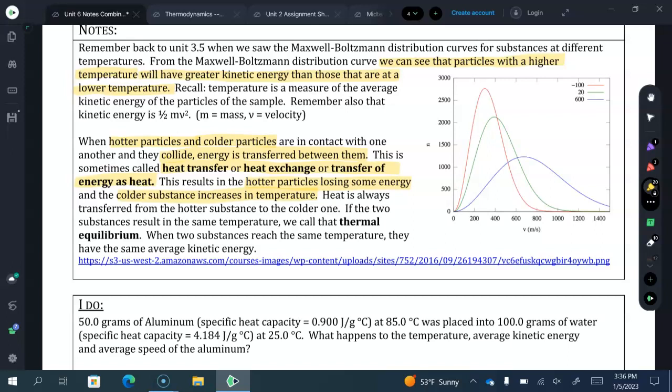If the two substances result in the same temperature, we call that thermal equilibrium. When two substances reach the same temperature, they have the same average kinetic energy because they have the same temperature.